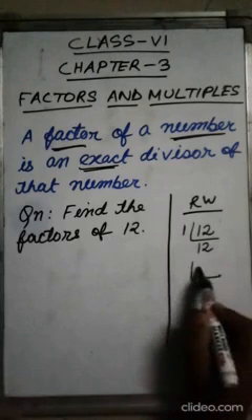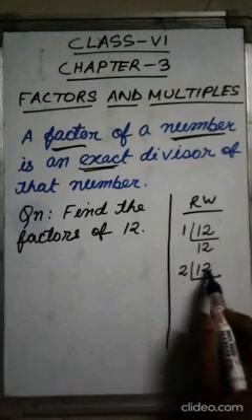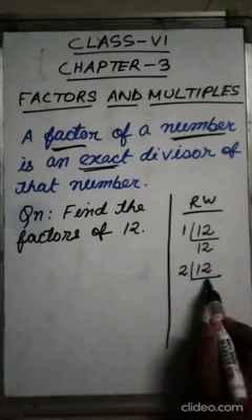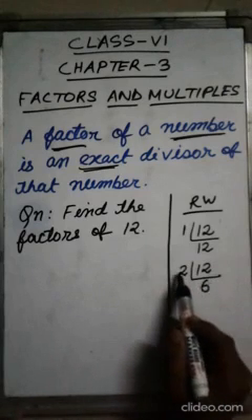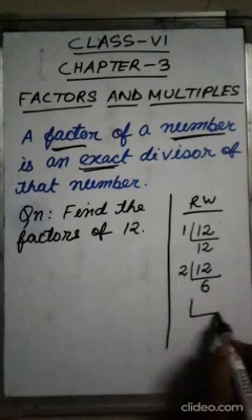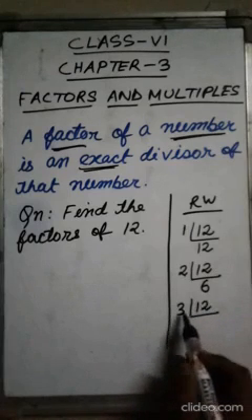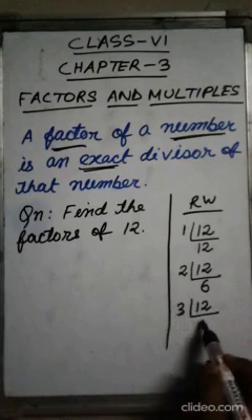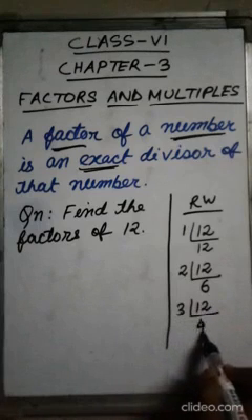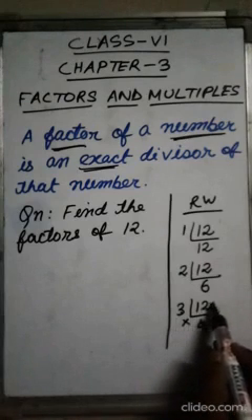Next we shall check if 12 is divisible by 2 or not. 12 is divisible by 2. It is 6 times divisible. 2 into 6 is 12. Let us check if 12 is divisible by 3. 3 into how much is 12? 3 into 4 is 12.